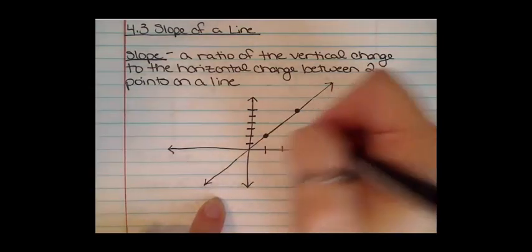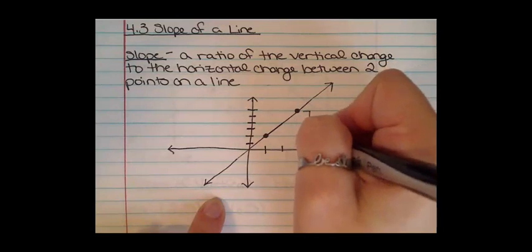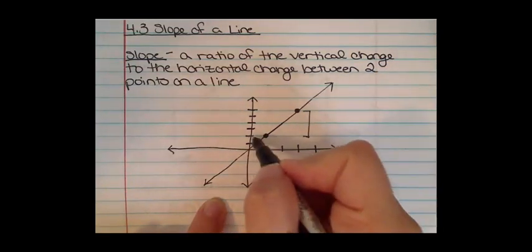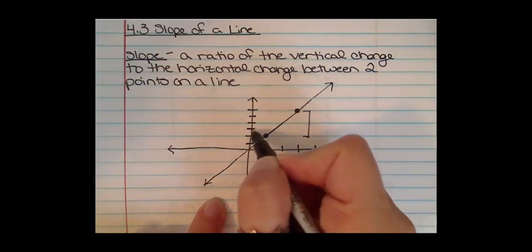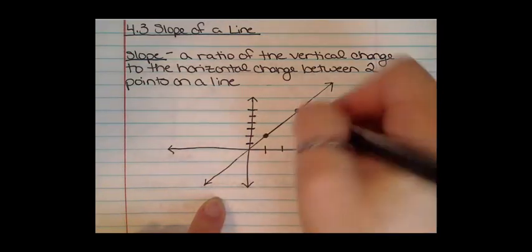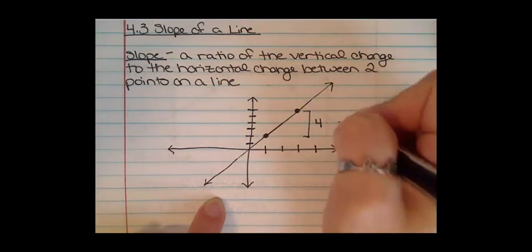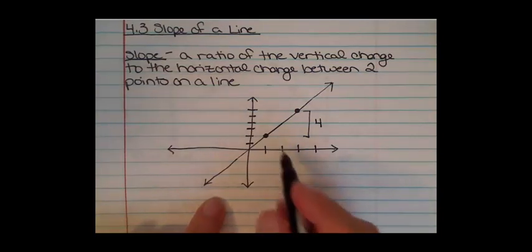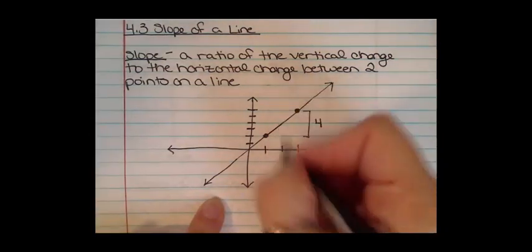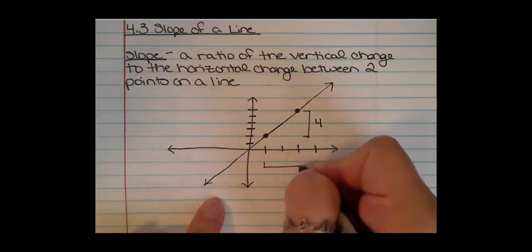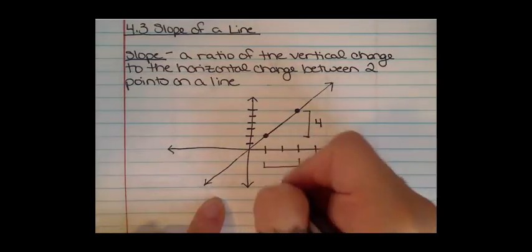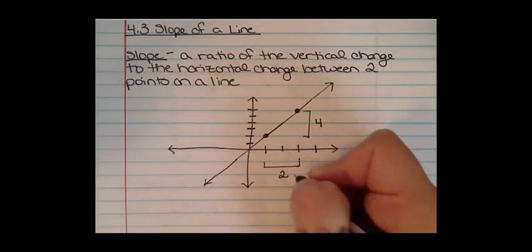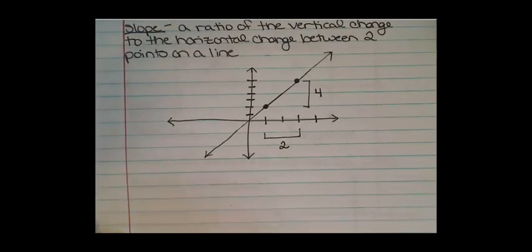how much height are we going here? Well, we have to start at our bottom point and we go up 1, 2, 3, 4. So our vertical change was 4. But then how far over did we go? What is our horizontal change? 1, 2. Okay. So what is that? That might not tell you anything.